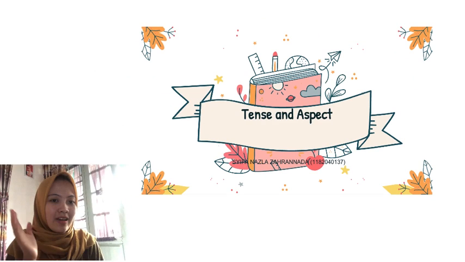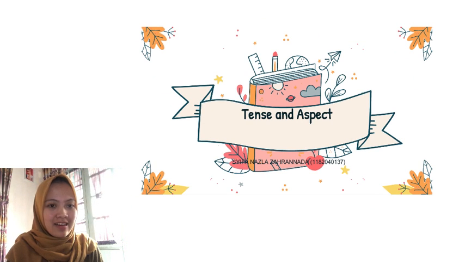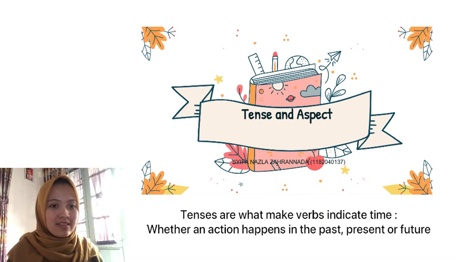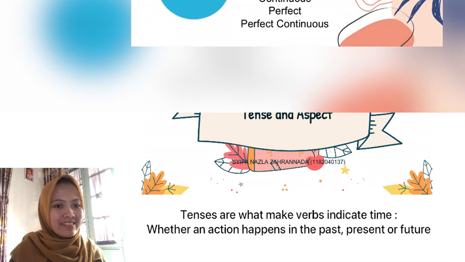Hello, I'm Syifa Nazla Zahrannada. This video focuses on tense and aspect, what they are and how to use them. Tenses are what make verbs indicate time, whether an action happened in the past, future, or present.